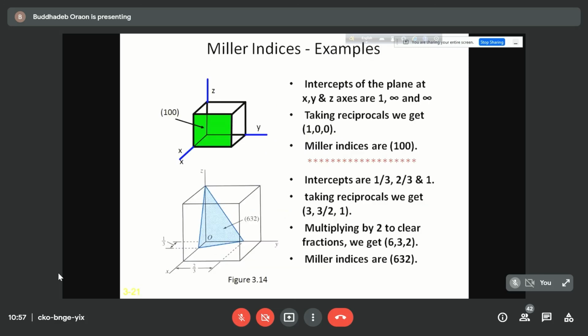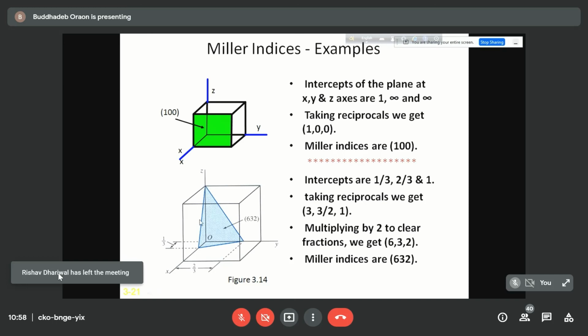So here are some examples. Suppose I want to show this particular plane. Obviously I'll have to see what the intercepts of this plane with the axes are. It has intercepted x at 1, and it has intercepted y and z at infinity. If you take the reciprocal of these intercepts, it comes out to be 1, 0, 0. So the Miller indices are 1, 0, 0, so h equal to 1, k equal to 0, l equal to 0.